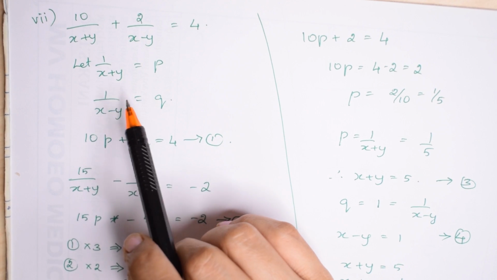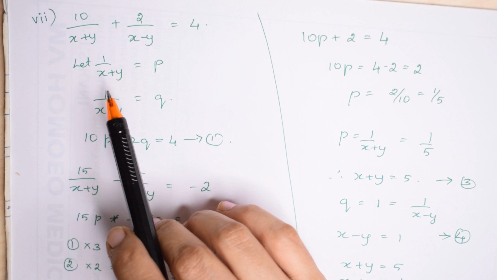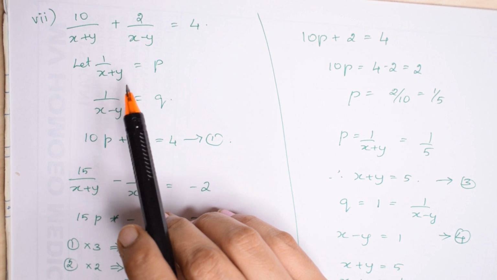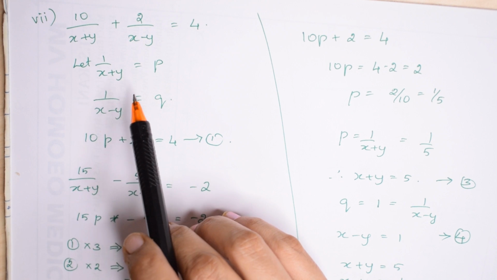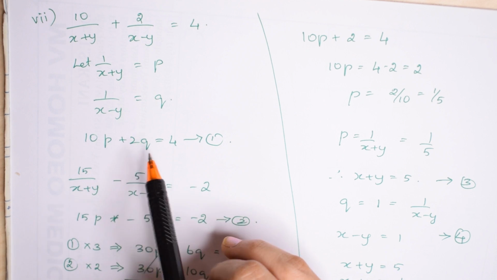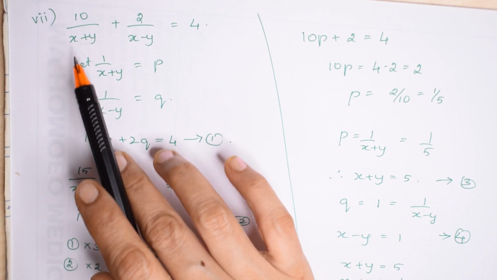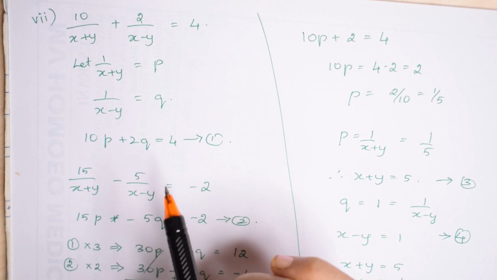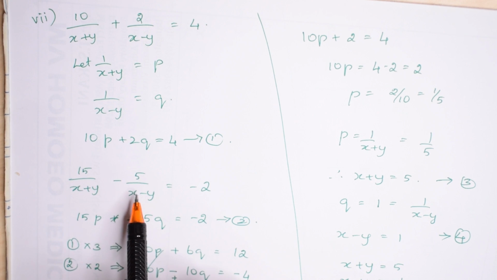Here the denominators have x plus y and x minus y, right? So I am saying let p is equal to 1 by x plus y and q is equal to 1 by x minus y. So the equation becomes 10p plus 2q is equal to 4, that is the first equation, and 15p minus 5q is equal to minus 2 becomes the second equation.